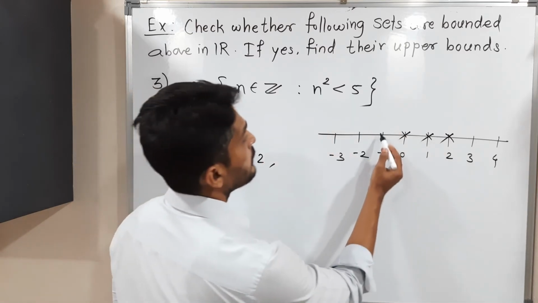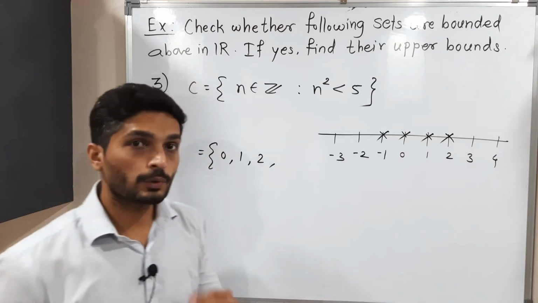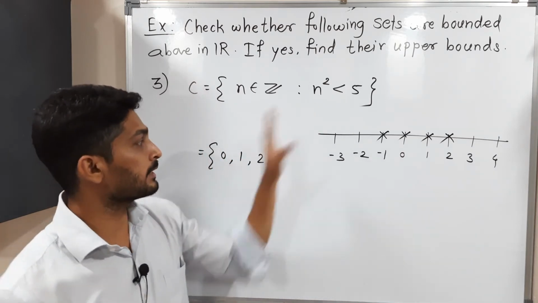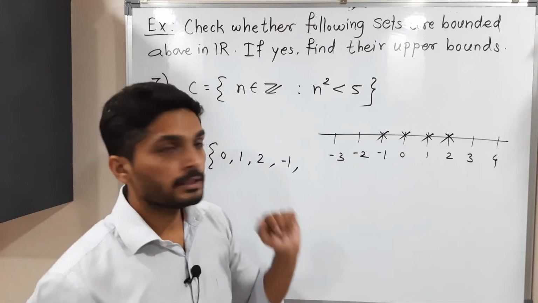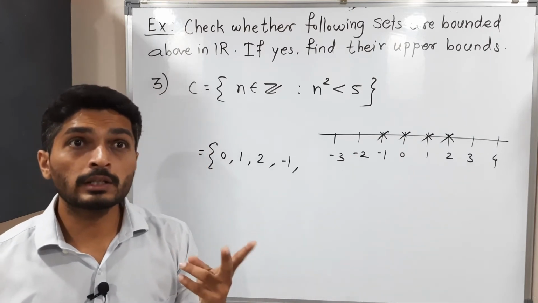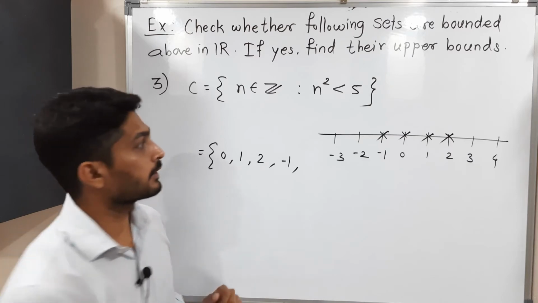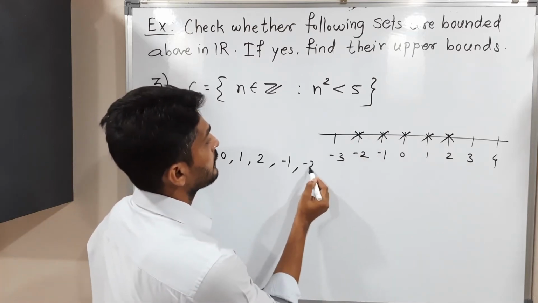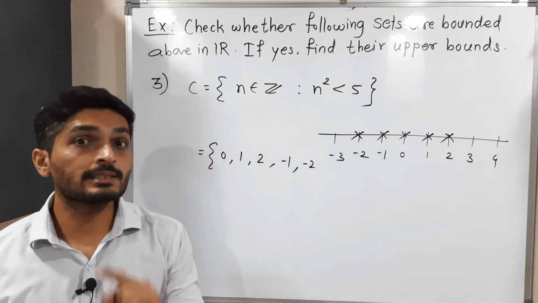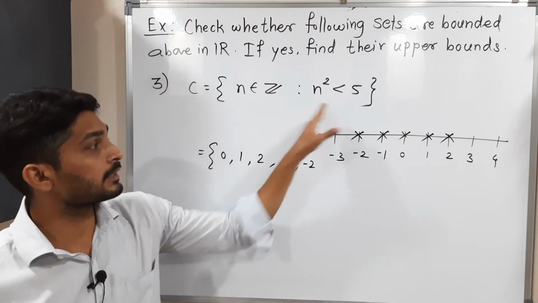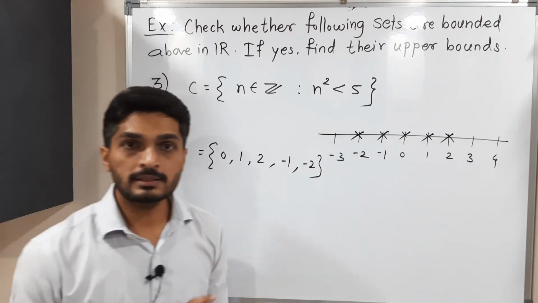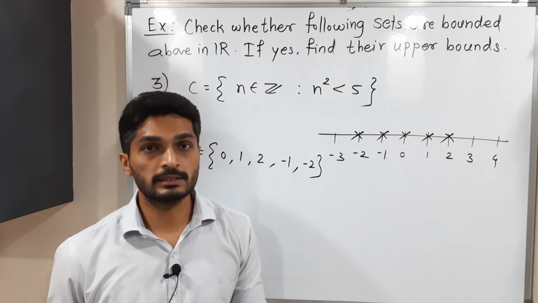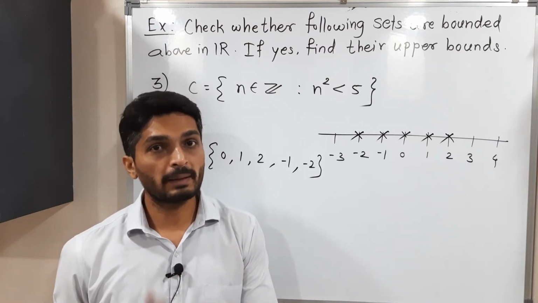What about minus 1? Minus 1 is an integer. The square of minus 1 is 1, less than 5, so we can add minus 1 also. Minus 2 is an integer. Minus 2 square is 4, and 4 is less than 5, so it is a member of this set. Minus 3 square is 9, so it is not less than 5. So we cannot add minus 3 there. So the given set C has only 5 elements: 0, 1, 2 and minus 1, minus 2.